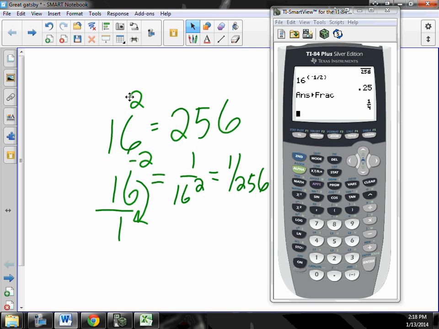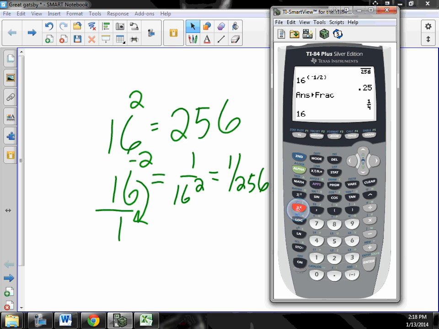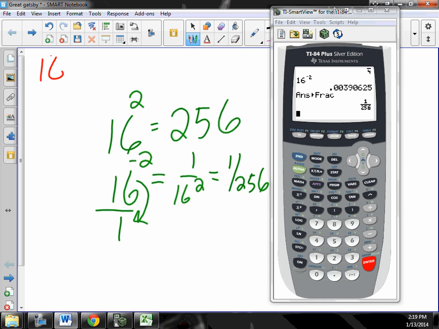So let's try that. 16 raised to the negative 2. And I get some terrible decimal, but if I turn that into a fraction, 1 over 256. Okay? What about 16 to the 1/2?